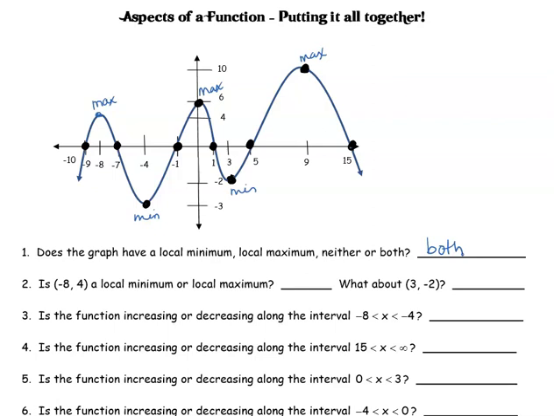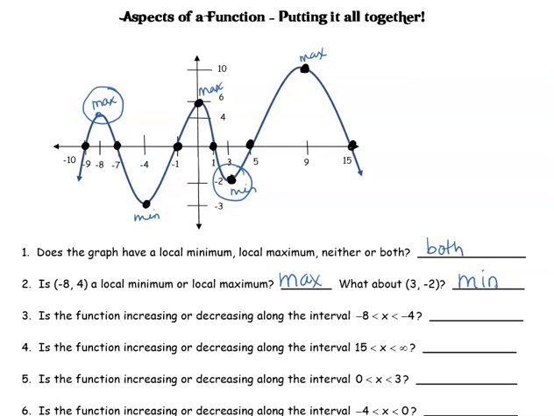Number 2, is negative 8, 4 a local minimum or a local max? So negative 8, 4, we're talking about this point right here. And we already labeled that as a maximum point. What about 3, negative 2? That one right there is going to be a minimum. Remember, max means it's higher than the rest in that area. A minimum is it's lower than the rest in that area.